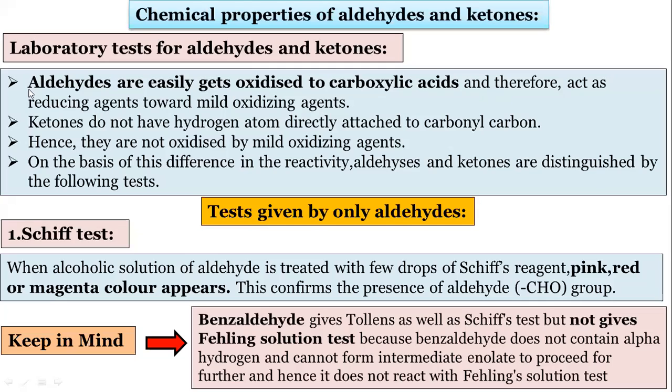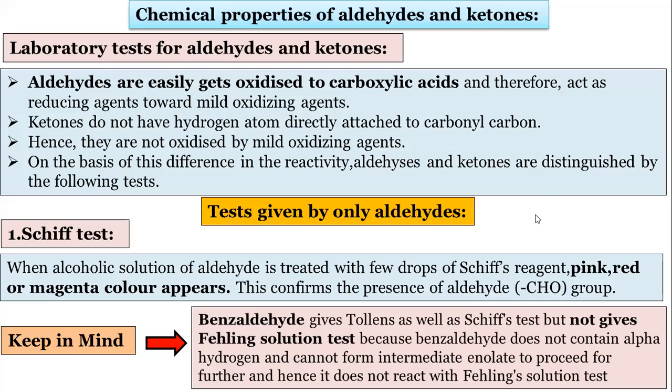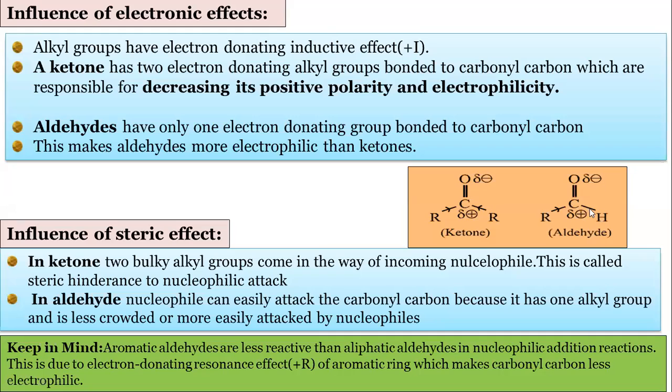Now, ketones do not have a hydrogen directly attached to the carbonyl carbon. The main difference between aldehydes and ketones is the groups attached to the carbonyl. In the case of aldehydes, the hydrogen is directly attached. If you see the structure of aldehydes and ketones, in aldehydes the hydrogen is directly attached to the carbonyl carbon, and in ketones there is no hydrogen attached. So aldehydes are easily oxidized because of this, and ketones are quite difficult to oxidize.